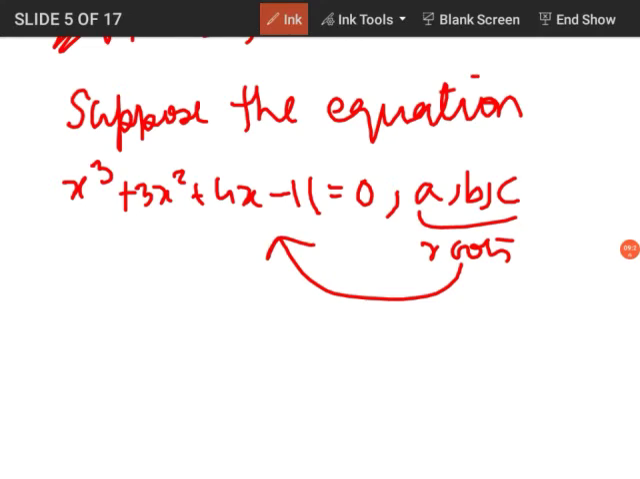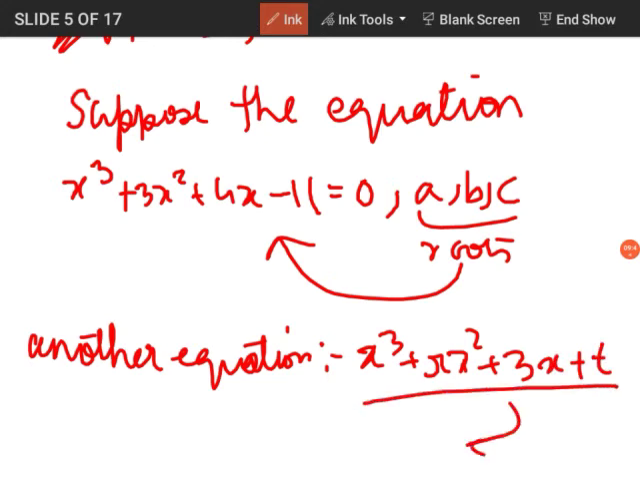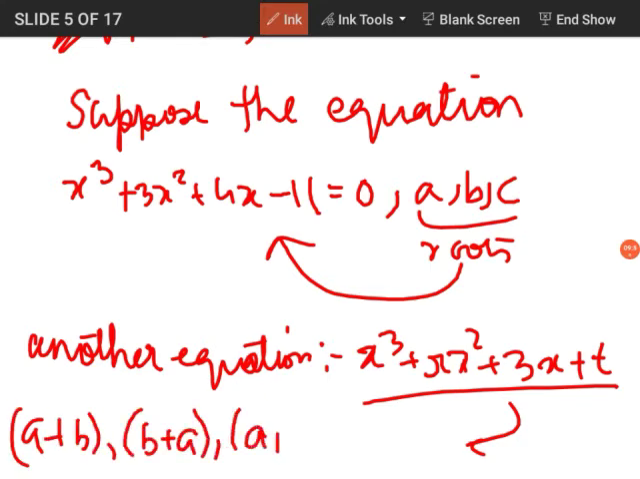And there is another equation, x cube plus r x square plus 3x plus t. This equation has roots a plus b, b plus c, and a plus c. Now you are asked to find t.